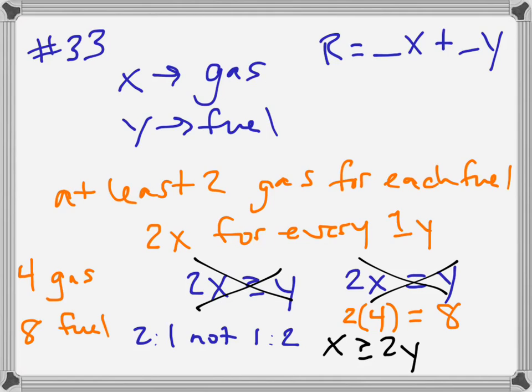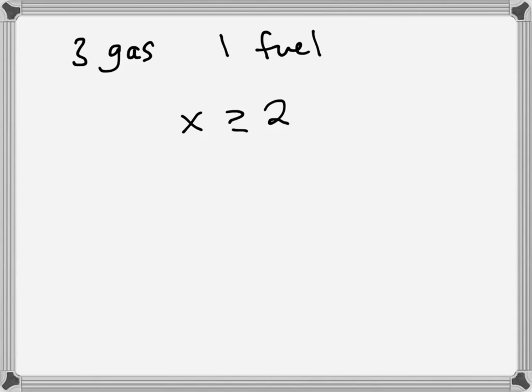If it's at least 2 gallons of gas, then that means we could have more than that. We could have maybe 3 gallons of gas for 1 gallon of fuel oil. So if we check that in the inequality, X is greater than or equal to 2Y, then we'd have 3 is greater than or equal to 2 times 1, and that does work. So if you're not sure how to write these constraints, you could always look at that boundary line and kind of go from there. Okay, that should be good for number 33.